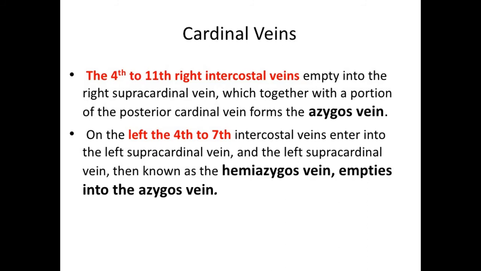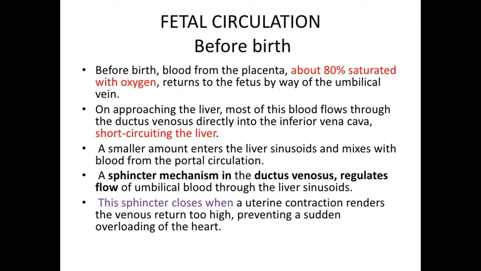Now the circulation before birth. We have seen already that before birth the blood from the placenta, 80% saturated with oxygen and nutrients, comes towards the fetus through the umbilical veins. This blood passes through the ductus venosus into the inferior vena cava, short-circuiting the liver. A smaller amount enters the liver sinusoids and mixes with the portal circulation. There is a sphincter mechanism in the ductus venosus that regulates the blood flow. This sphincter closes when uterine contraction renders the venous return too high, preventing a sudden overloading of the heart.